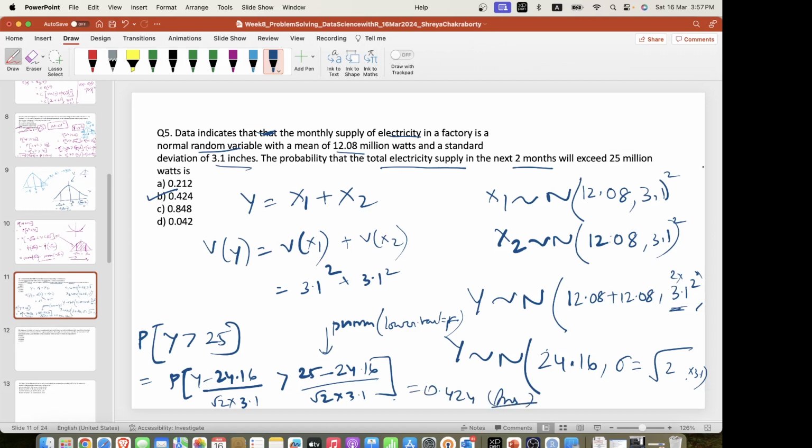Got it? So the keyword here was monthly supply, and we wanted the next 2 months.